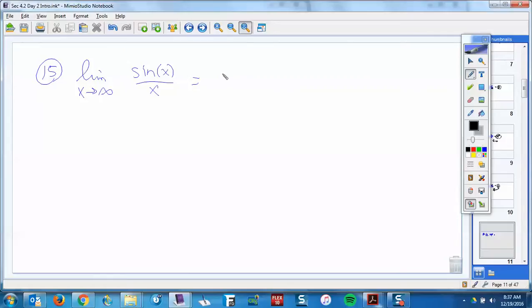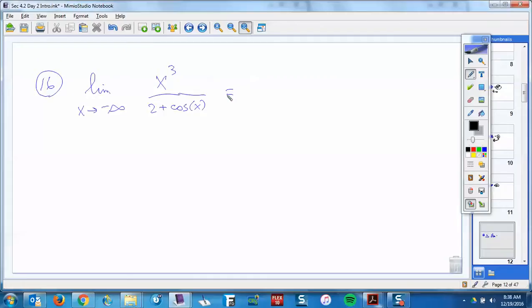What do you got here? That's the one we talked about yesterday. X gets bigger and bigger and bigger. This is just bouncing back and forth between -1 and 1. So the bottom is way overpowering the top, and it's going towards 0.